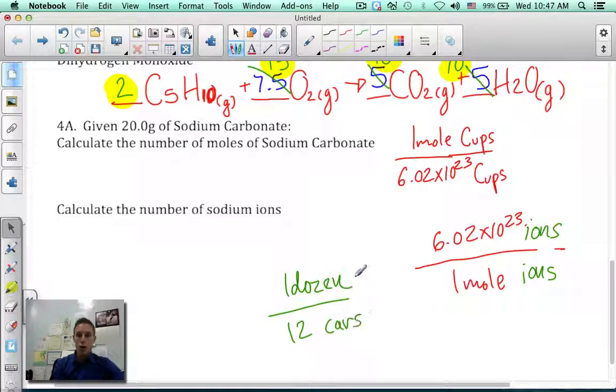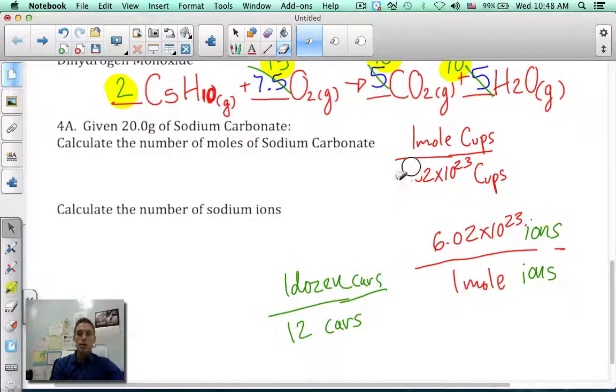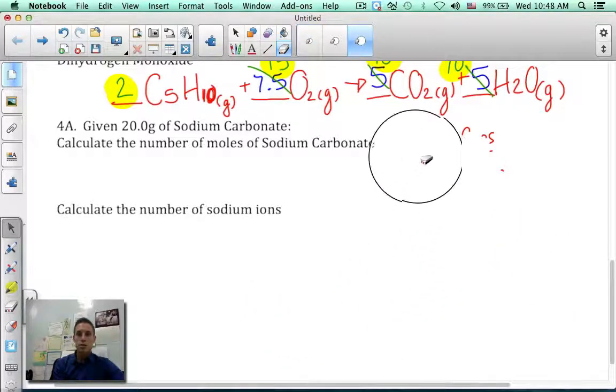If that's cars, great, I have a dozen cars. So it's a similar concept. It just gets confusing because it's a big number with an exponent and a decimal. Don't let it confuse you. It's the same thing as a dozen. Alright, so let's erase this and let's do some work.